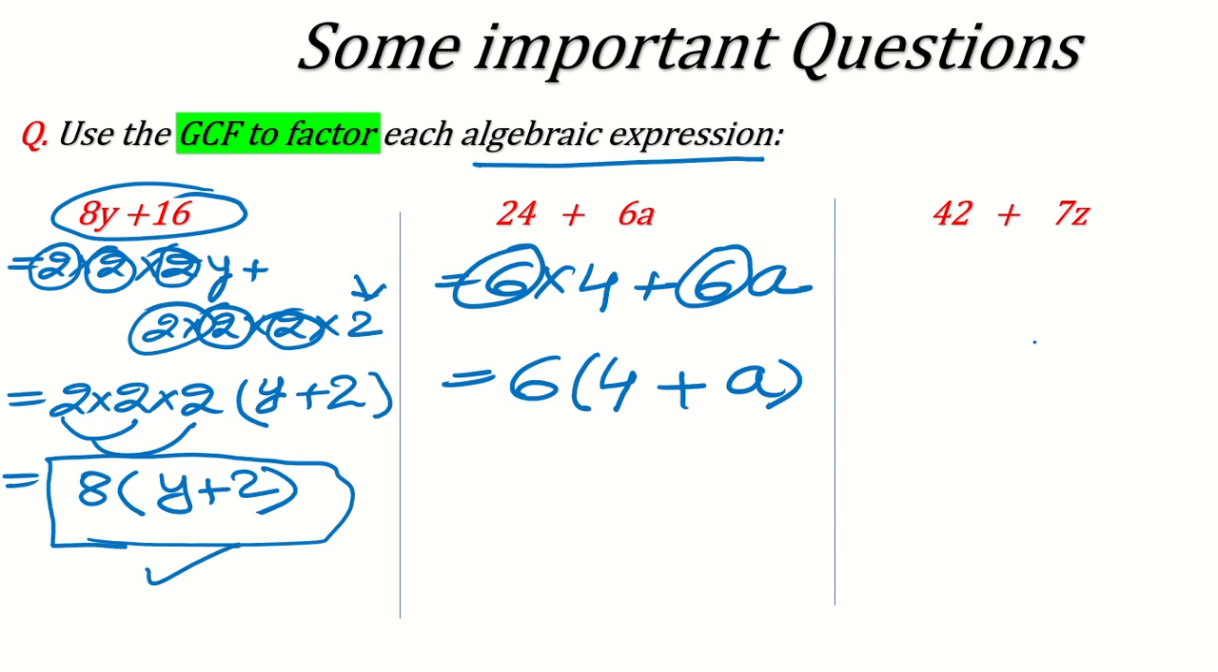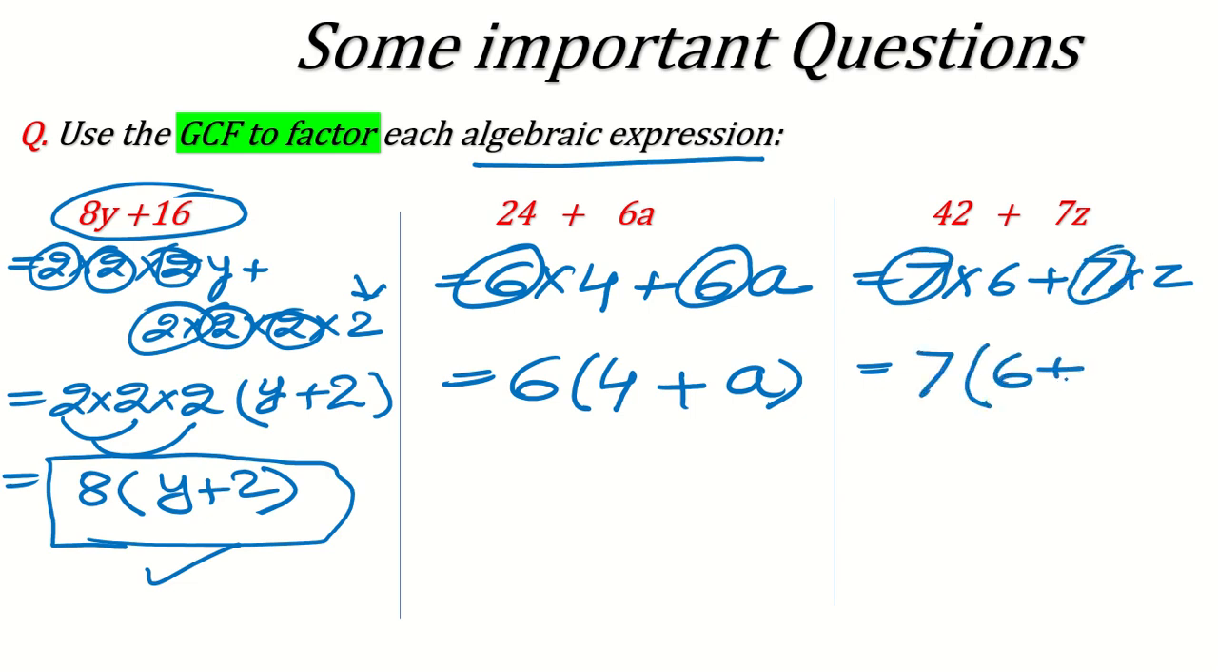And the last question is 42 plus 7z. Okay, in the same way 42 can be written as 7 multiply 6 plus 7 multiply z. So 7 is the common here, 7 is same here, so 7 will be taken common, 6 plus z will be the answer.